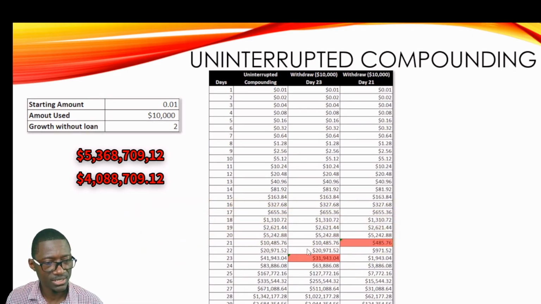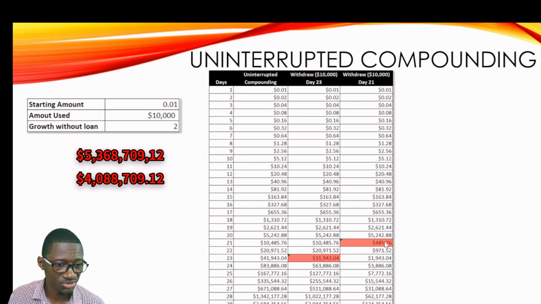If you take $10,000 two days earlier, instead of having 10,485.76, you are now left with 485.76. It's basically like you went back to sometime between day 16 and 17. However, you don't have the same time compounding moving forward. You have to stop at day 30.